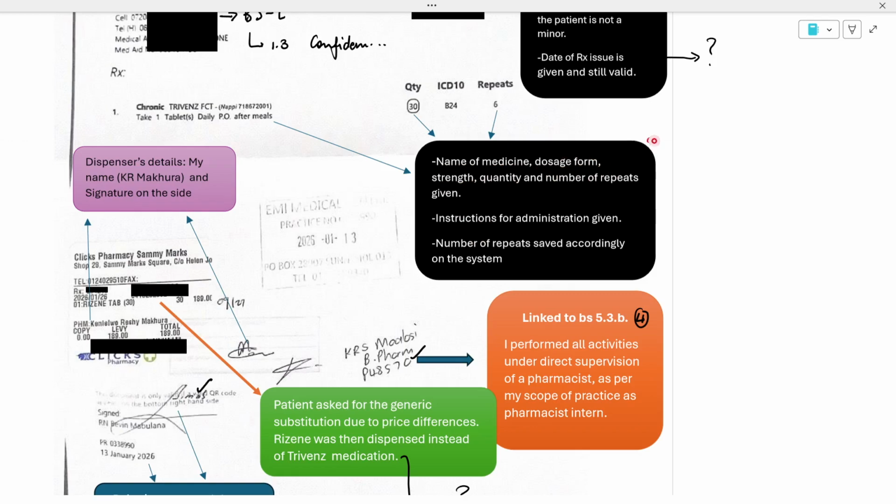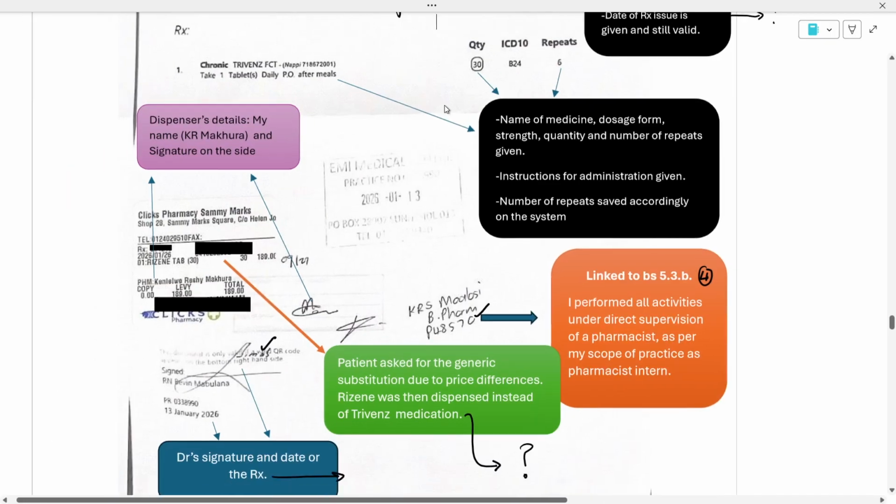How you improve this is tell a story. What's happening here? I checked the name of the medication. I checked and saw that the doctor included the dosage, frequency, and the quantity to be dispensed. This is the ICD-10 code which shows the diagnosis. It shows that this is an HIV positive patient. The repeats were 6 months. So it's clean.